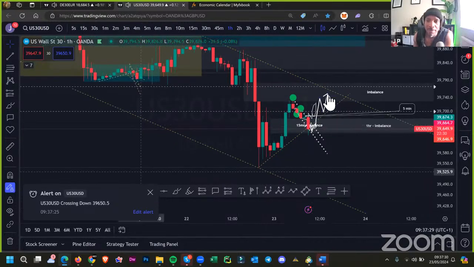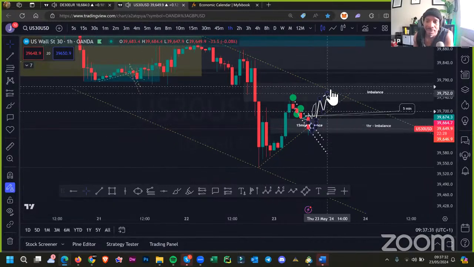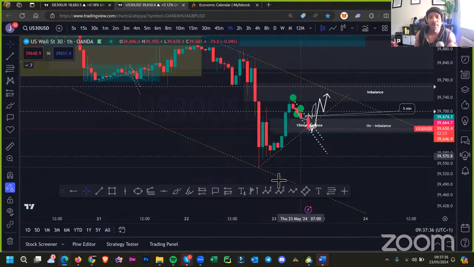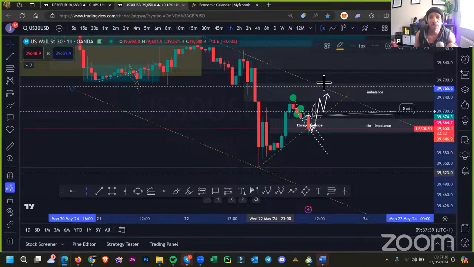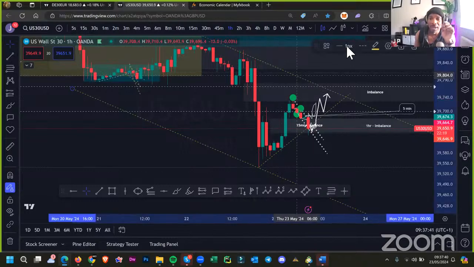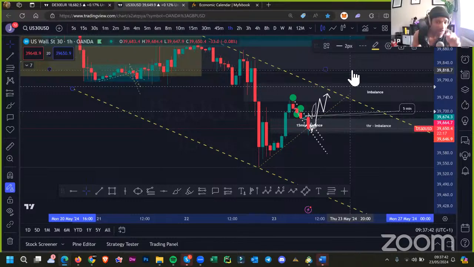Push up into this imbalance and towards this bigger structure. Let me make them a different color or thicker so you know what I'm talking about. Potentially towards here. Guys, it's all about just having that awareness of where you are.